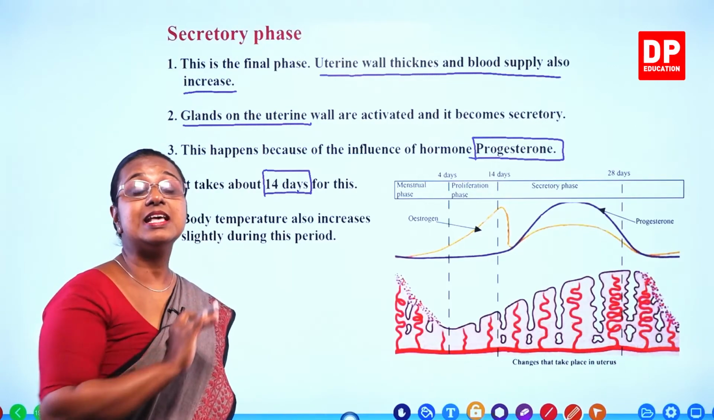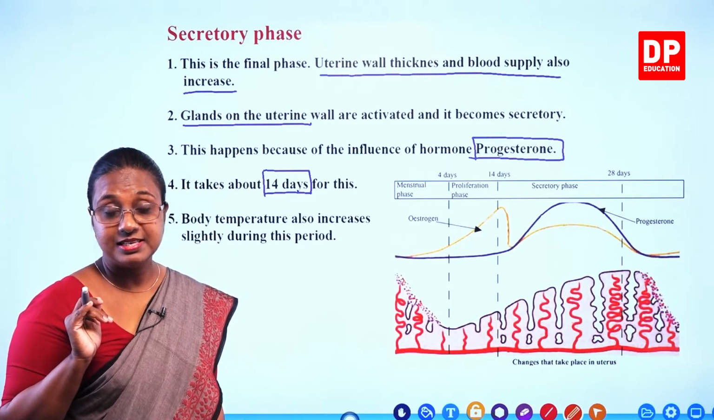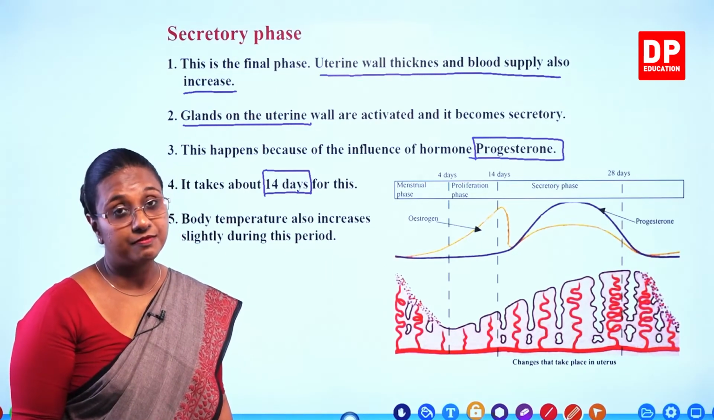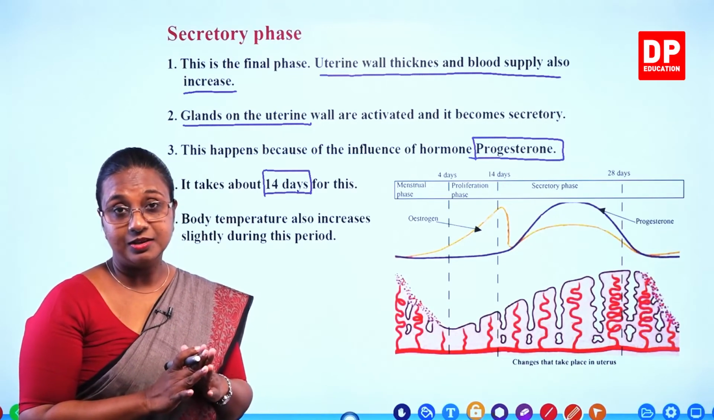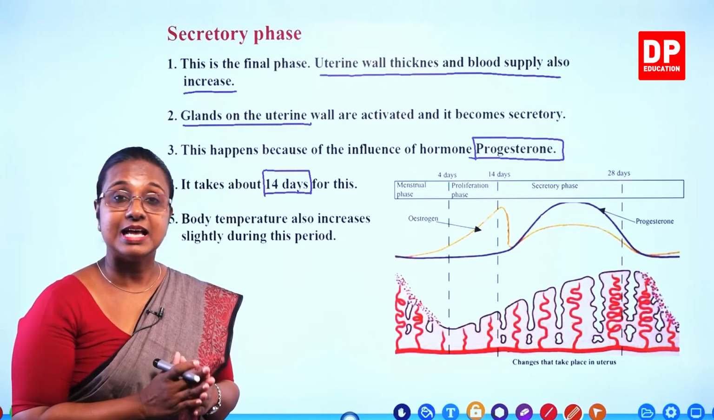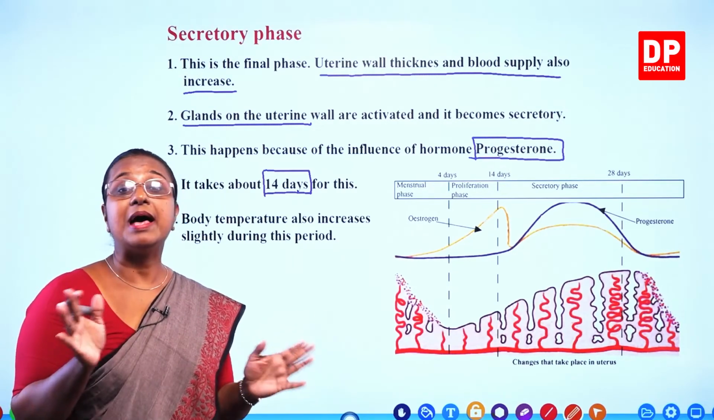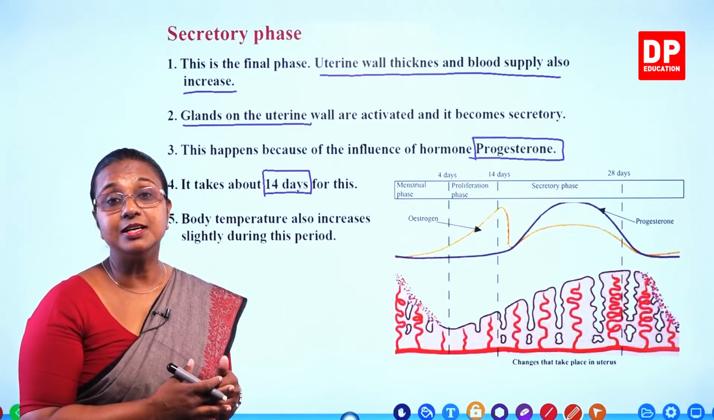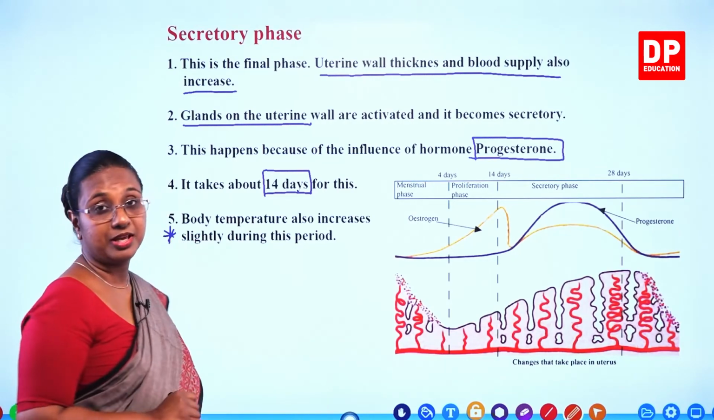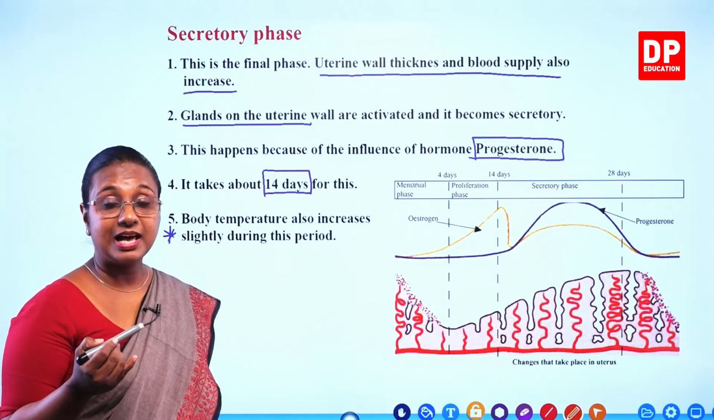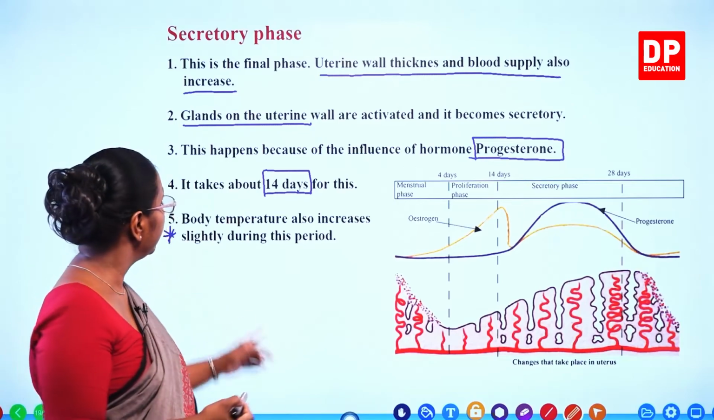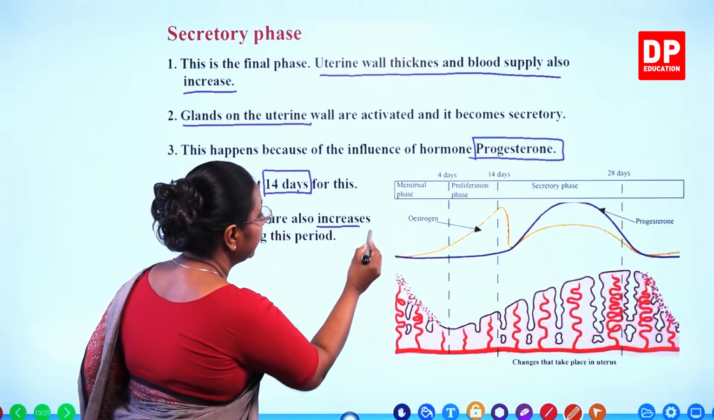So while inside the ovary the luteal phase is taking place, inside the uterus it is going to be the secretory phase. They all occur parallelly or simultaneously, we can say, because the menstrual cycle is a 28-day cycle. All the changes take place parallelly in the uterus as well as the ovaries. The body temperature also increases slightly during this period. This is what we normally call the hot flash. During the menstrual cycle, before the menstrual flow, there is an increase in body temperature.